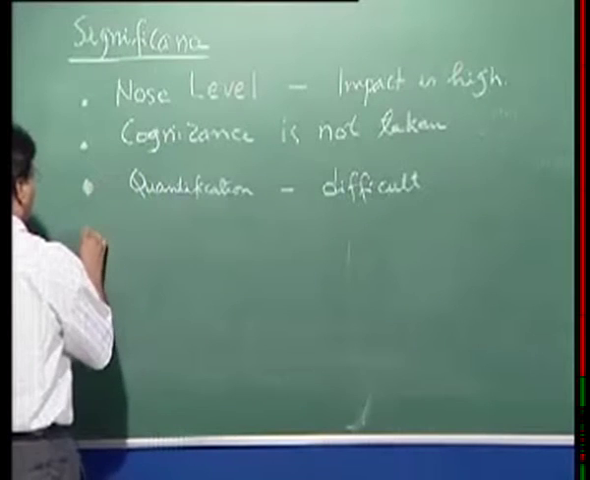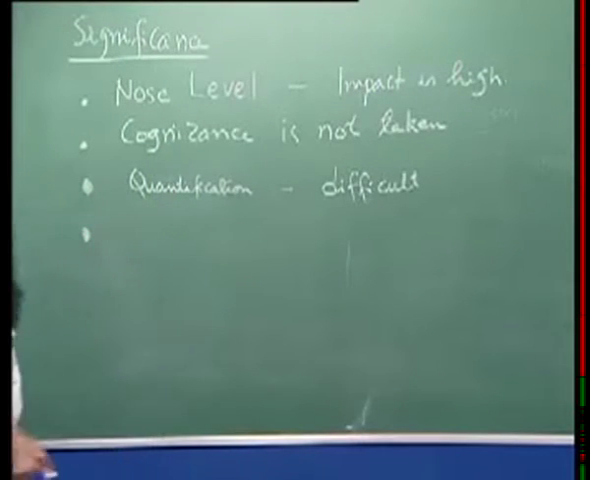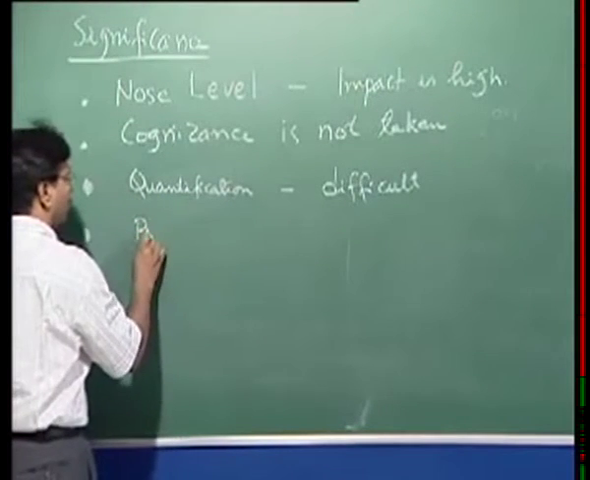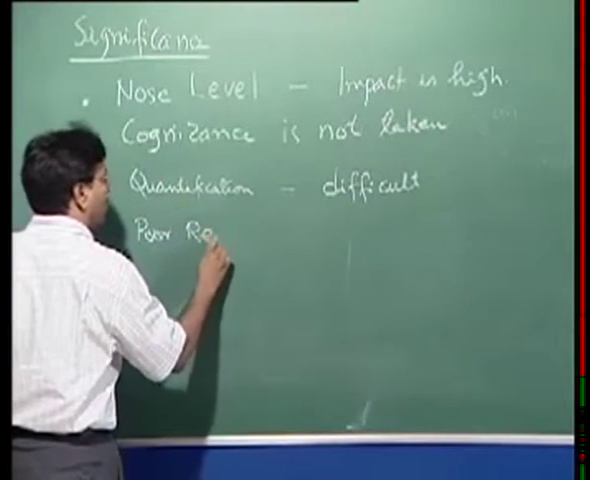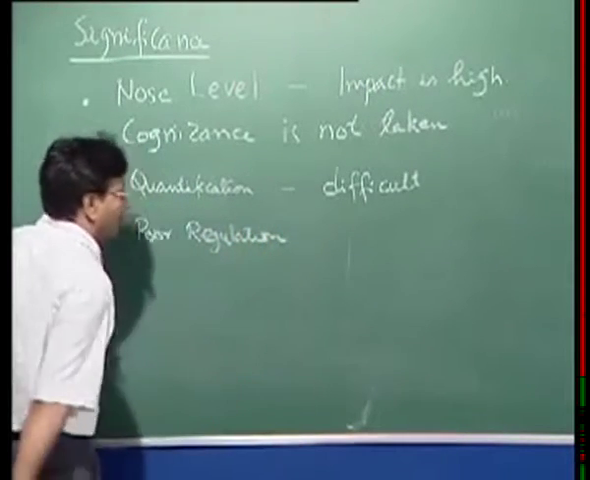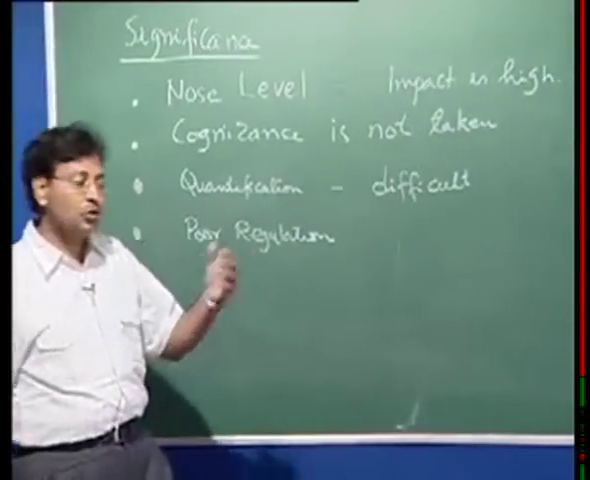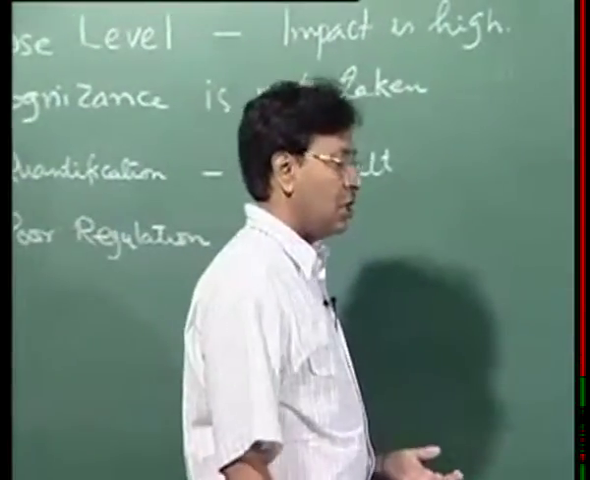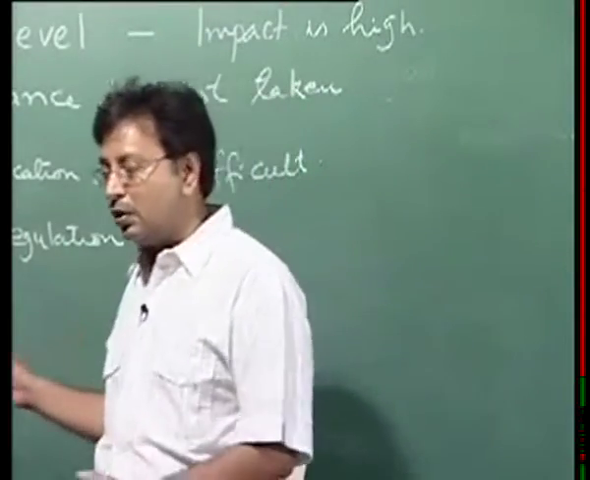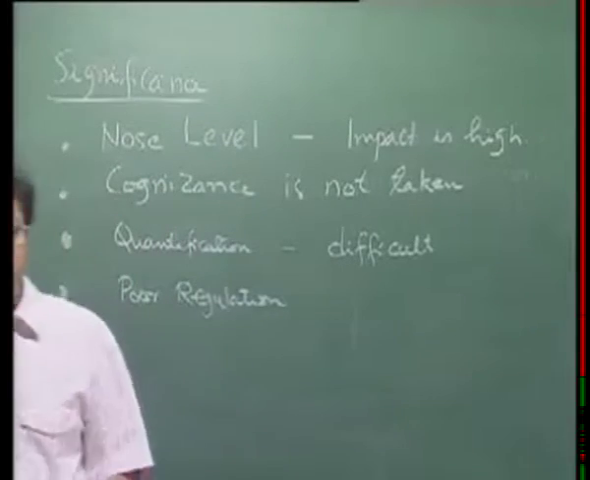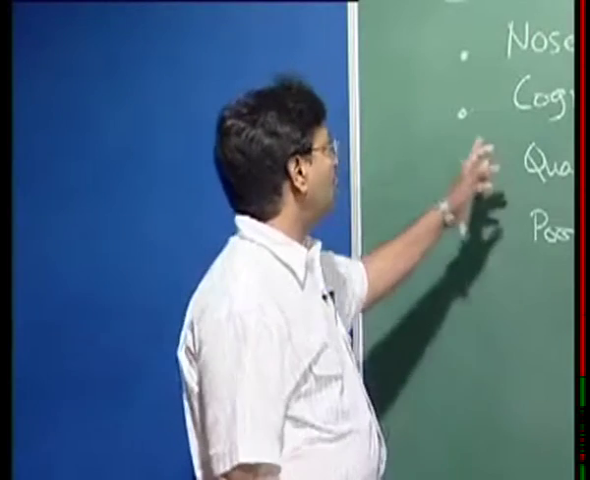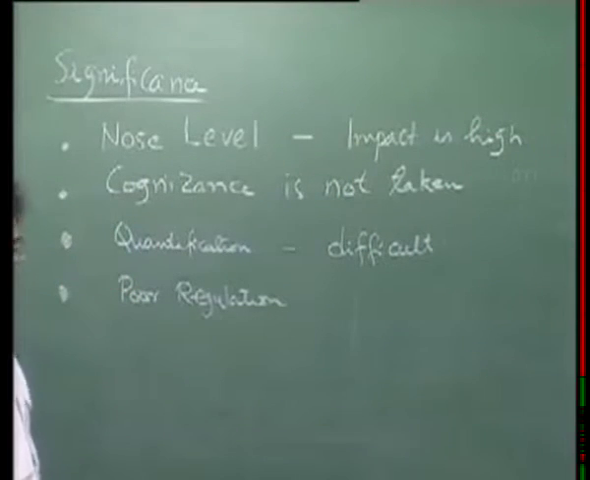The other thing is poor regulation for the control of these sources. The environmental laws pertain more to chimneys and larger sources, and no one talks about some dust being emitted. So there is no regulation, and if there is no regulation, the industry and the people don't take it seriously.